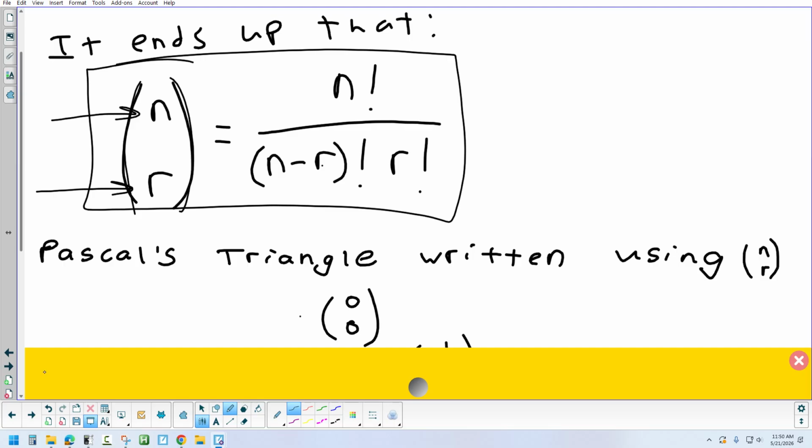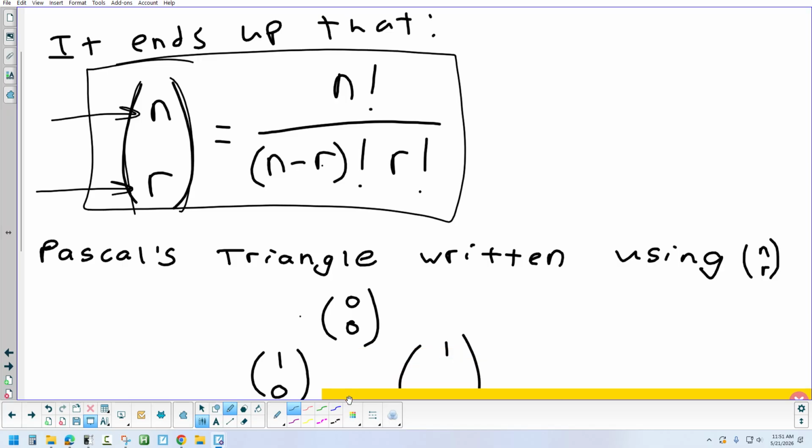Yep. 1 choose 0. Row 1, column 0. How about the next number in that row? What would be the notation for that one? Yep. 1 choose 1.